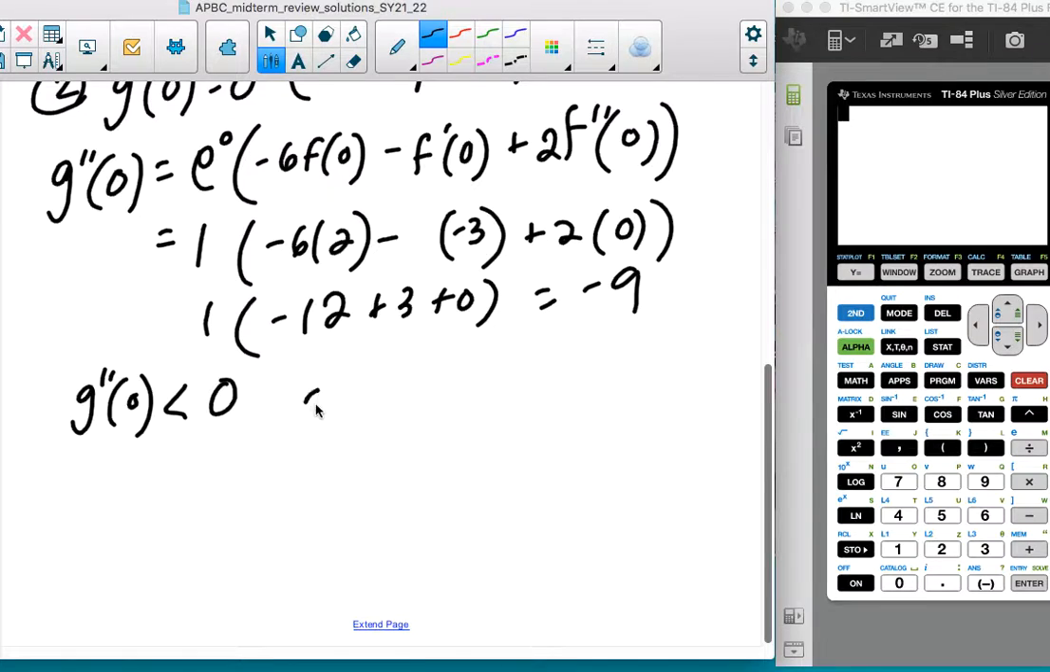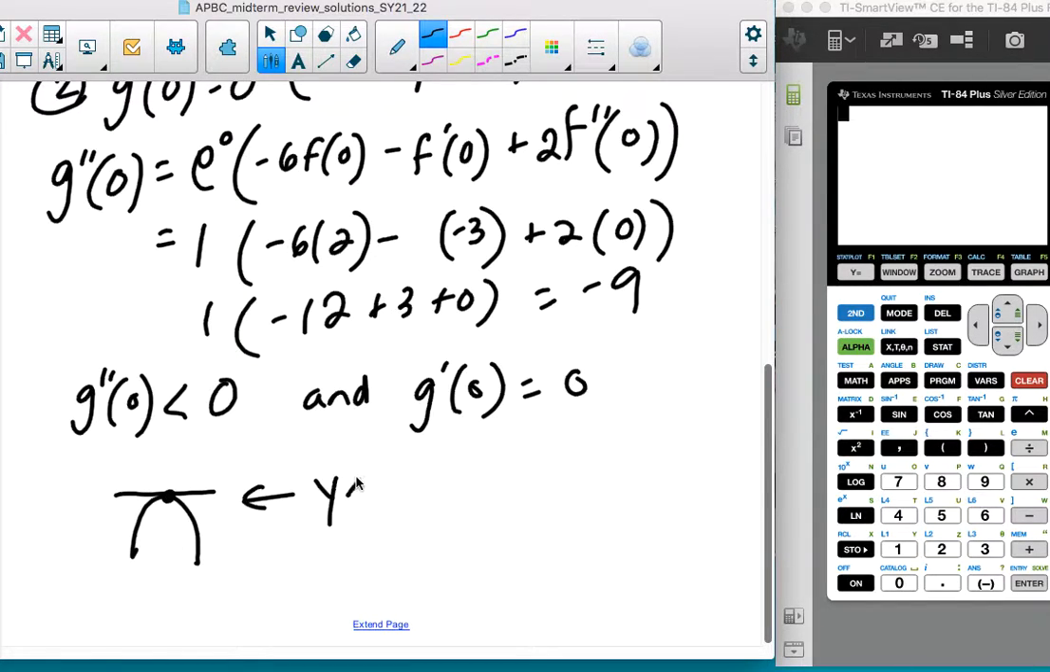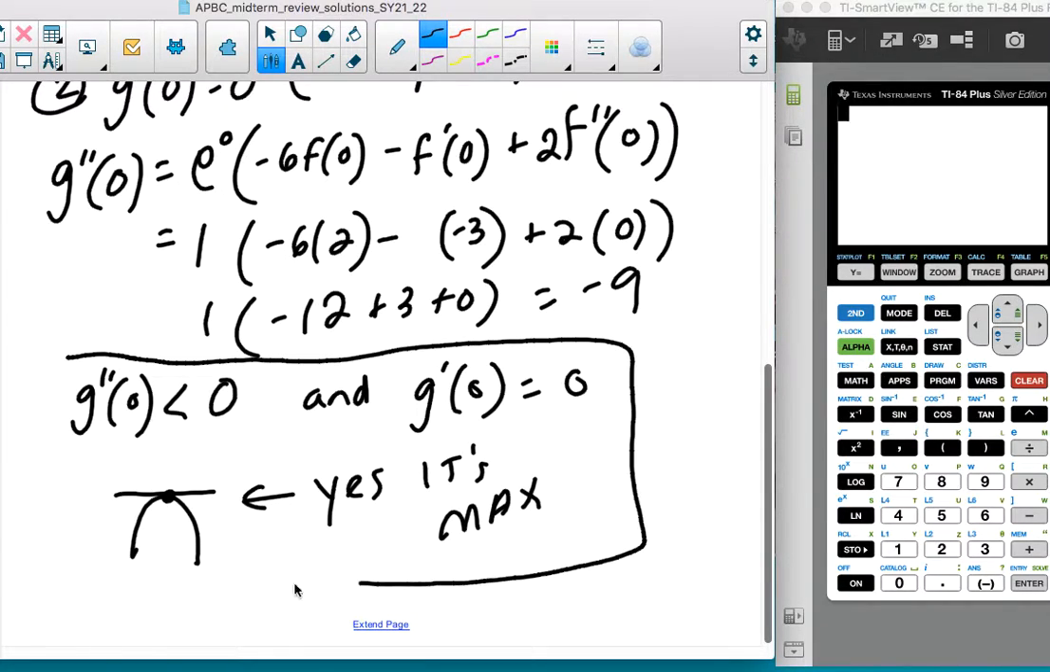So when we put these two together, right, we're looking at a graph that is concave down and has a level tangent line. Yes, it's a max. Right, and the reasoning is that second derivative test where g double prime is negative and g prime is 0. All right.